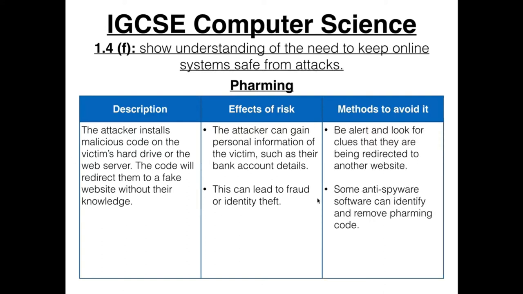Methods to avoid it: be alert and look for clues that you're being redirected to another website. Obviously, because if you're being redirected to another website, you'd be like, weird, I didn't do this. Some anti-spyware software can identify and remove pharming code as well, so that helps. What the user can also do is, when they're on a website, look for the padlock or the HTTPS, so they know it's secure. If they don't see it, then it's not secure.